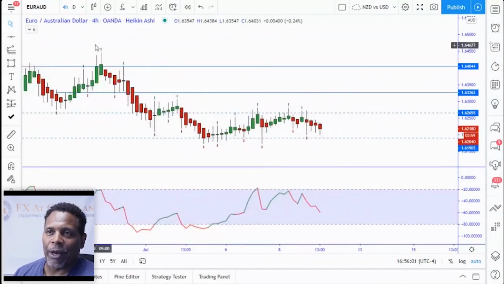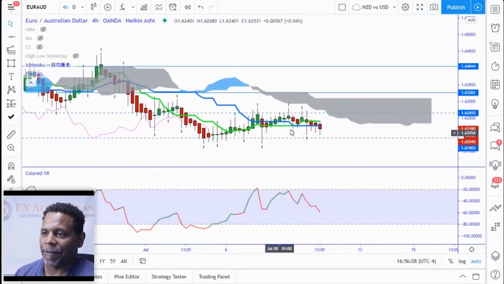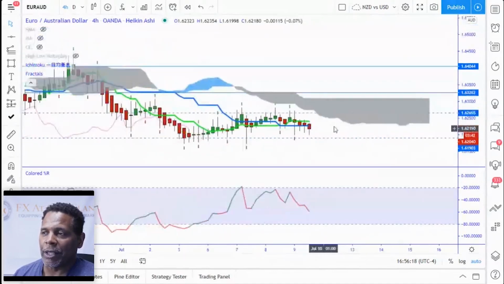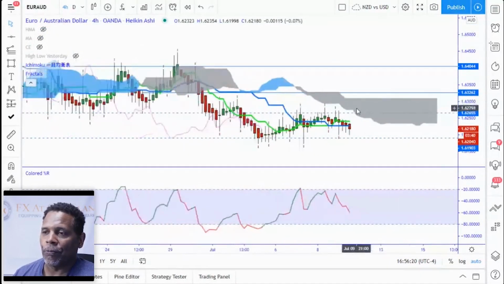And if we do Ichimoku on here, watch this. It's going to be sloppier. It's going to be more messy. See, it's flat. Nothing. Very flat. Which way is your crossover? Bullish. The market's below the crossover. Bearish. Got a bearish cloud.